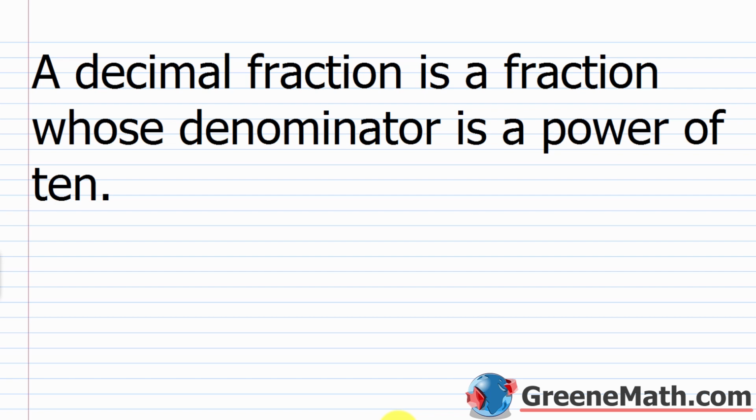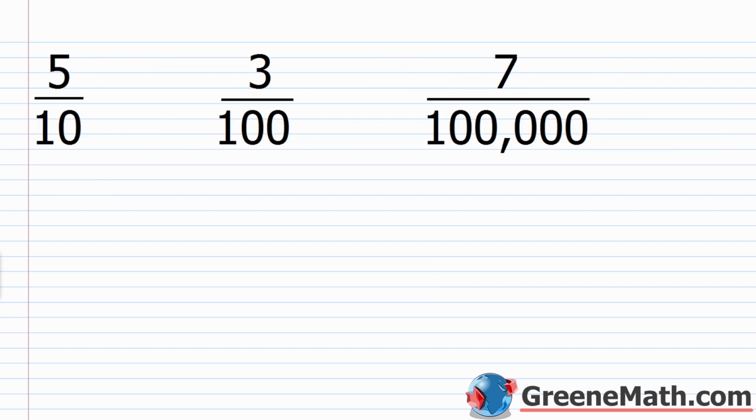When we start talking about decimals, the introduction to that would be the decimal fraction. A decimal fraction is a fraction whose denominator is a power of 10. Let me reread that. A decimal fraction is a fraction whose denominator is a power of 10. So what do we mean by that? The denominator is a power of 10. It means you can take the denominator and rewrite it as 10 raised to a whole number that is 1 or larger. So here are some examples of some decimal fractions.